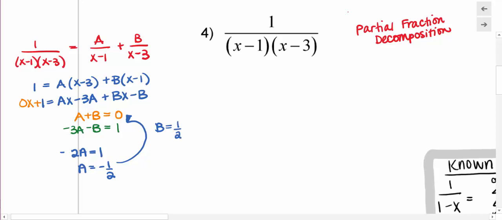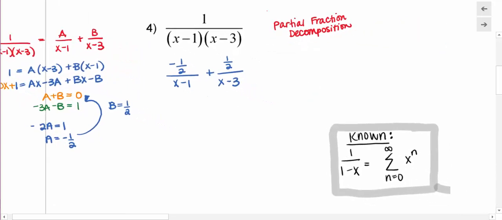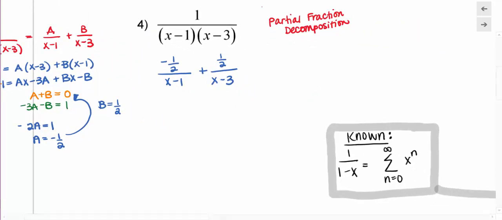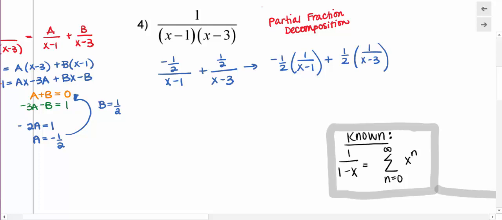And so if I just rewrite this from the beginning, it would be negative 1/2 over, my a was over x minus 1, make sure you're getting that part right, and the b, which is 1/2, is over x minus 3. And that seems to be better. I can certainly rewrite this again if I wanted to and say that it's negative 1/2 times 1 over x minus 1. That might help me. And 1/2 times the quantity 1 over x minus 3. Again, that might help me.